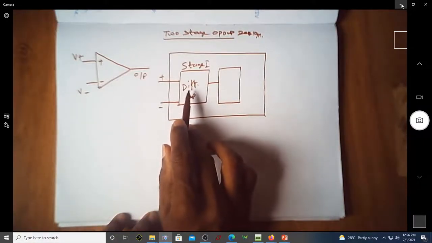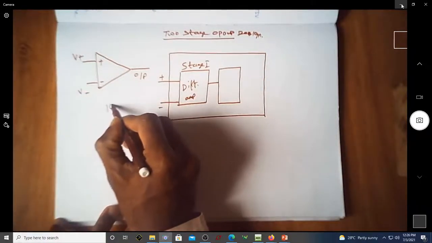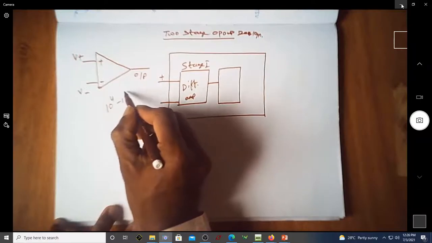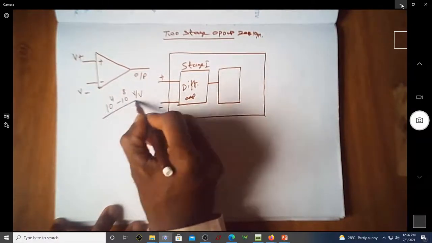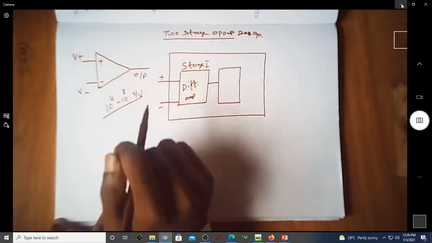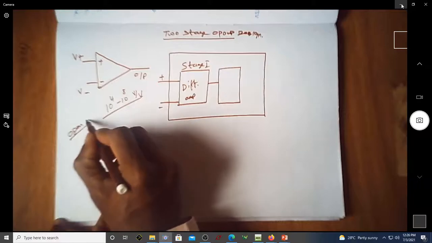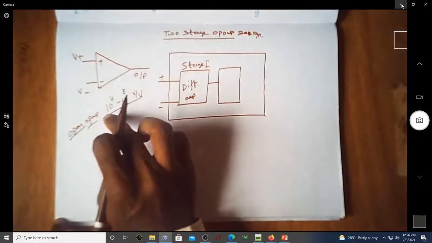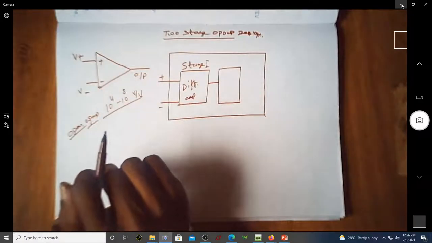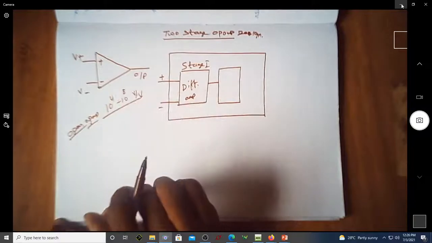it may not give the desired gain for this op-amp, because usually op-amps have a gain of 10 power 4 to 10 power 6 or 8. This is the range of voltage gain we are looking at. This is the open loop gain of the op-amp. When there is no feedback for this op-amp, we are looking at this much gain, but a differential amplifier may not give such a huge gain.